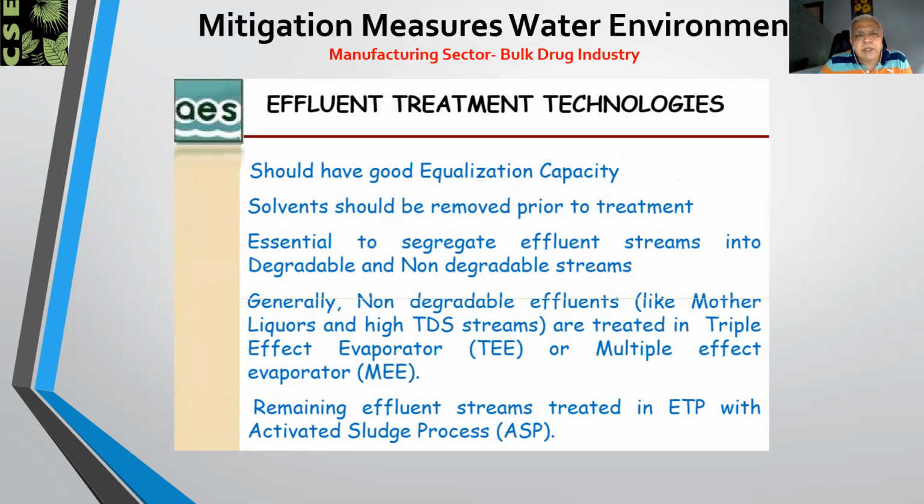Now, considering the large, highly varying load, what we should have in the ETP is a good equalization capacity. It should have a facility to remove the solvents. The highly refractory stream should be separately treated, the mother liquors and high TDS stream should be sent to a triple effect evaporator or a multiple effect evaporator, and other effluent which is more or less biodegradable should be sent to the activated sludge treatment process in the ETP, where it can be treated by using microorganisms.